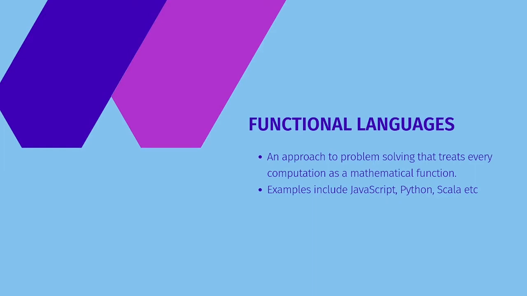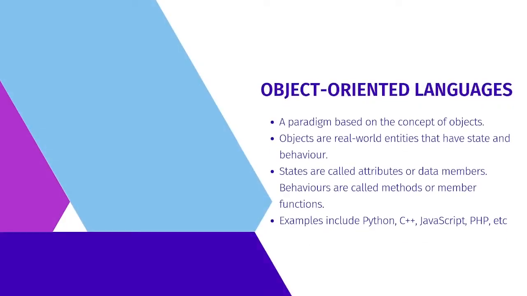The third and final type of programming languages are called object-oriented programming languages. Object-oriented programming is a programming paradigm based on the concept of objects. Objects are real-world entities that have state and behavior. States are called attributes or data members. Behaviors are called methods or member functions. We will look into detail on object-oriented programming in a separate video. So some examples of object-oriented programming languages include Python, C++, Java, JavaScript, PHP, etc.